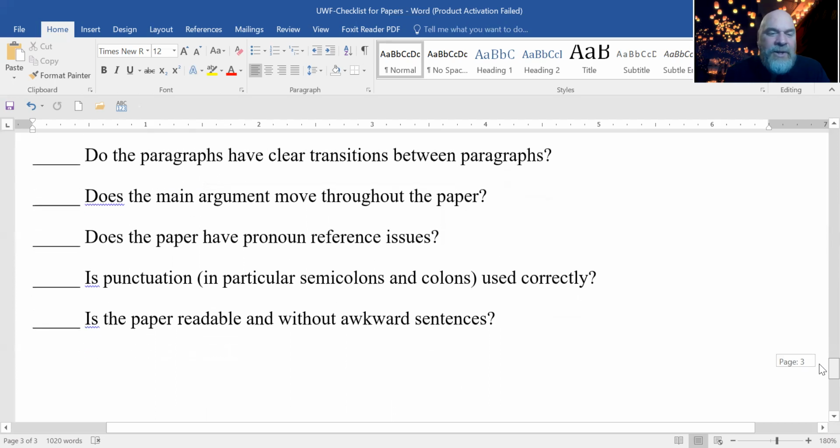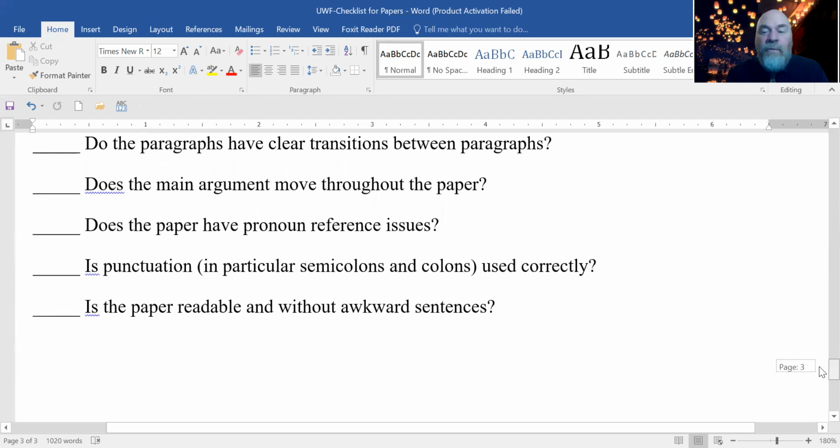Right. Do the paragraphs have clear transitions between paragraphs? What I mean by transitions is the last sentence in one paragraph: does it connect with the first sentence in the other paragraph? So if you think of each paragraph as an idea, then the transition is a bridge from one idea to the next. You should be able to connect those directly, and they should make sense if you looked at the two. They should have a direct connection between them.